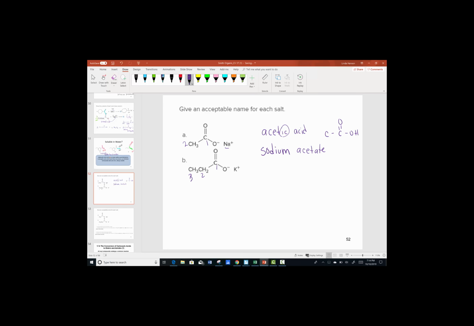1, 2, 3 carbons. So the parent acid has 3 carbons. It would be called propanoic. The ic turns to ate, and we would have the salt named potassium propanoate. How'd you do? You're doing well, I know. We're ready to flip the page again.